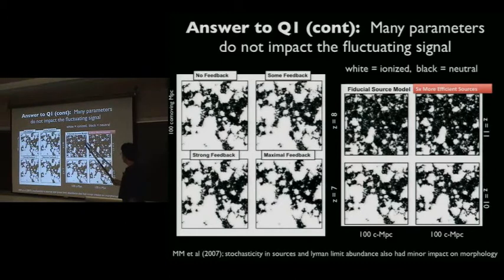And then another thing that we investigated is, let's say we make the sources 5 times more efficient at ionizing the universe. So reionization happens at redshift 11 compared to redshift 8. If we again compare the same ionized fraction, then the structures look very similar. And that's because, again, the clustering isn't changing that much.